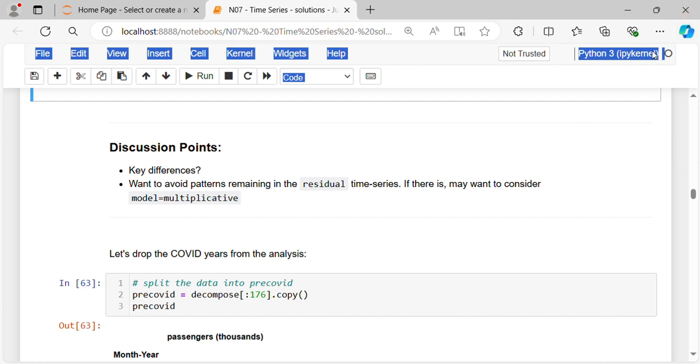We will continue with this lab in the next lab.